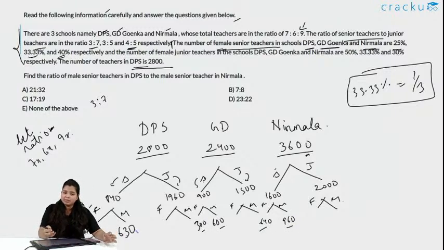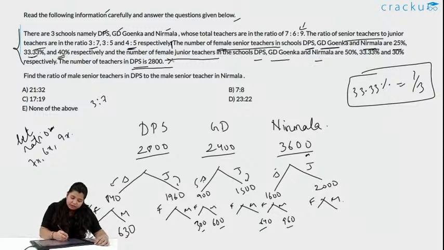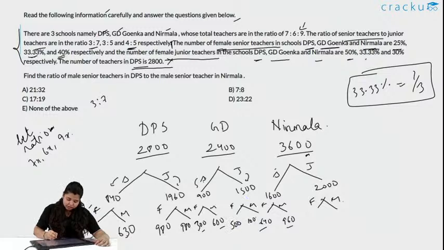Similarly, we will get the same thing for the junior teachers. The female junior teacher share is given for DPS, GD Goenka and Nirmala. Female junior teachers in DPS are 50%. So, 50% of 1960 is 980. If this is 50%, then the male will also be 50%, as this is half. Now, junior teachers for GD Goenka, it is again 1/3. 1/3 of 1500 is 500. So, the remaining is 1000.